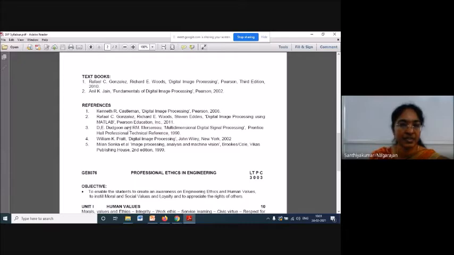And for other references, Castleman and Gonzalez and Woods, some digital image processing MATLAB algorithms are available. You can view and learn the things. You can visualize the real applications of each and every topic which I'm going to cover. And Multidimensional Digital Signal Processing by Dudgeon and Mersereau is there.